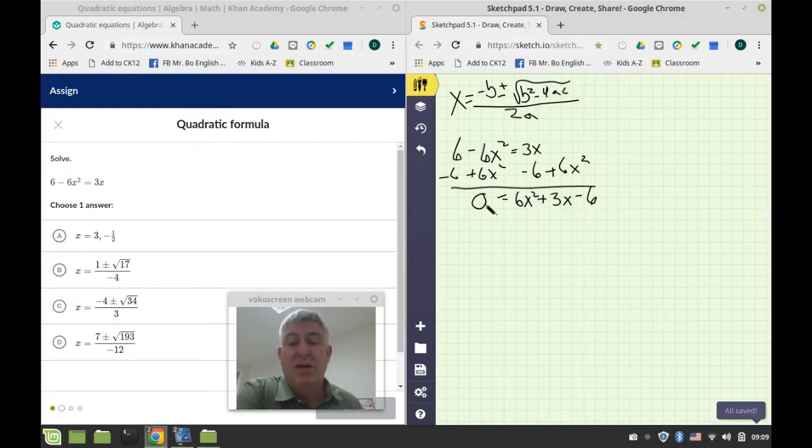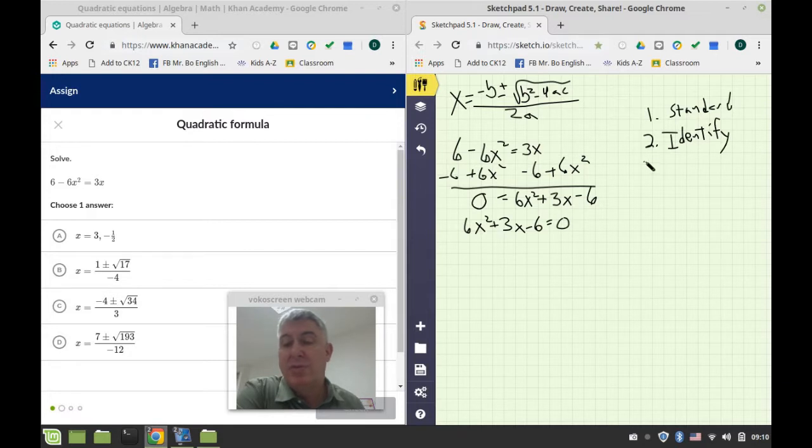And we can turn that around and get the standard form for this equation. Okay, and so that's our step 1. Step 1 is standard form. What's our step 2? Do you remember? Step 2 is identify A, B, and C. And do you remember step 3? Step 3 is substitute.